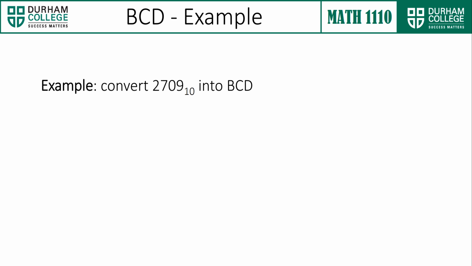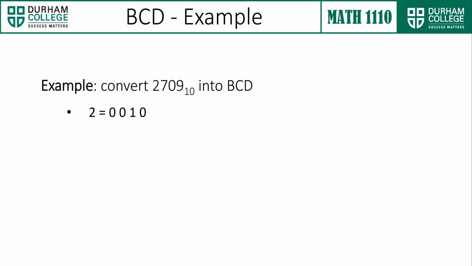Okay, so let's look at an example. This will make it pretty clear what we are talking about. Let's say we have to convert 2709 into binary coded decimal. How we will do it is we will start from the left hand side and convert every digit of the decimal number into binary one by one.